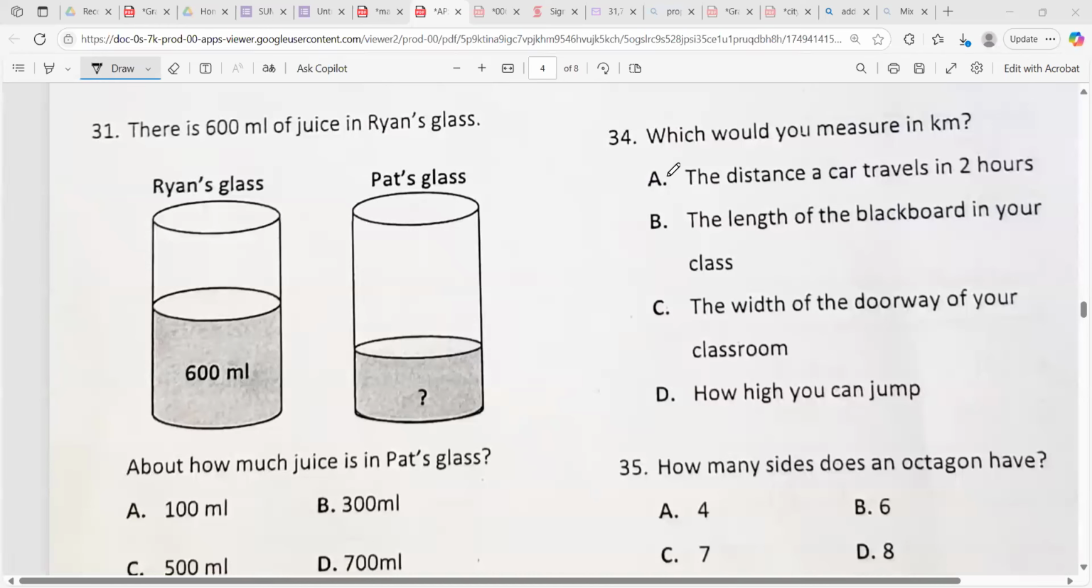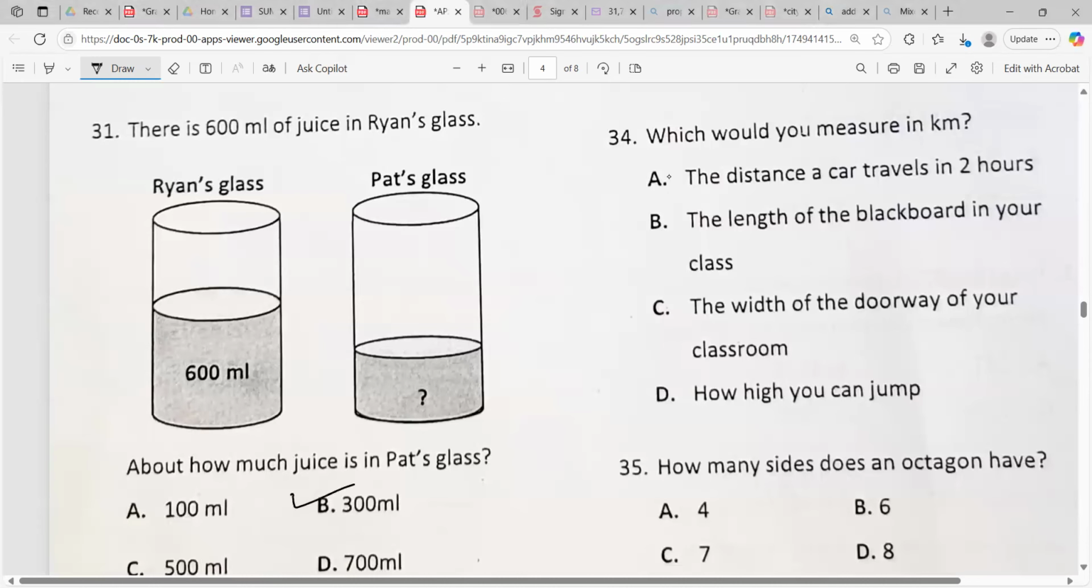About how much juice is in Pat's glass? Number 1 says 100 ml, and that's too little. C says 500 ml, and the container is half, so C is not it either. And D goes above 600, so my answer is B.